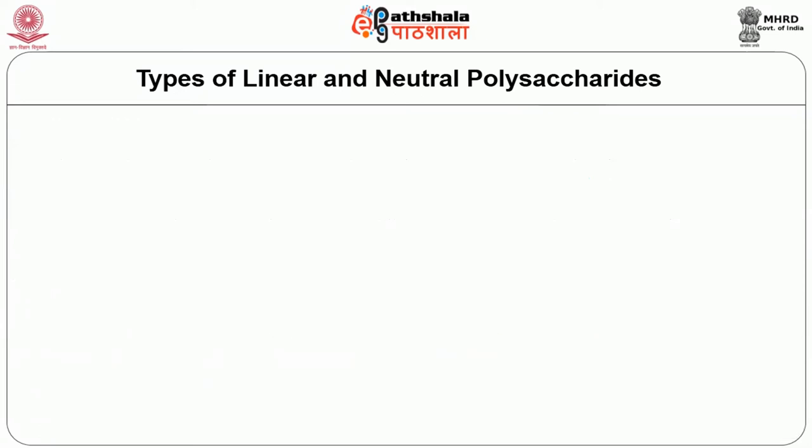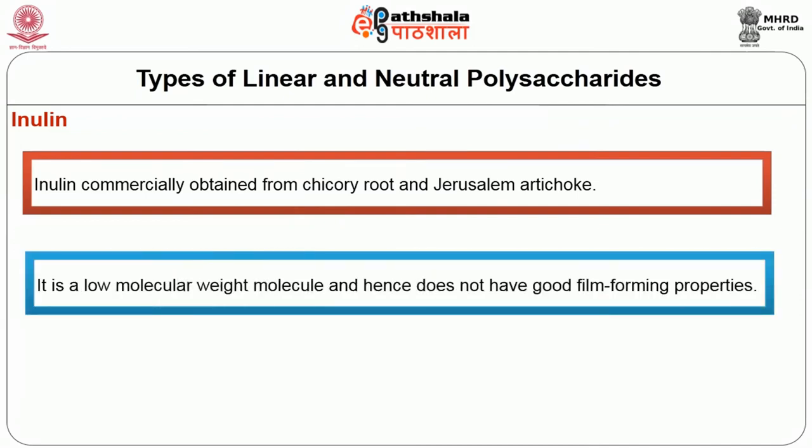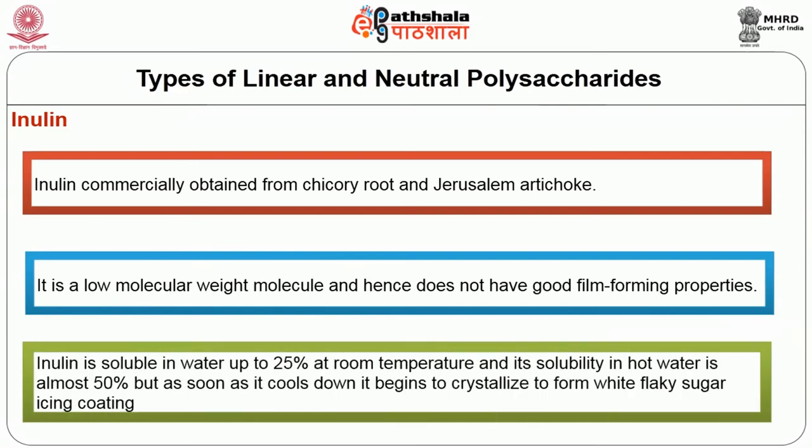The next type of linear neutral polysaccharide is inulin. Inulin is commercially obtained from chicory root and Jerusalem artichoke. It is a low molecular weight molecule and hence does not have good film forming properties. It is water soluble only up to 25% at room temperature and its solubility in hot water is almost 50%, but as soon as it cools down, it begins to crystallize to form a white flaky sugar icing coating.